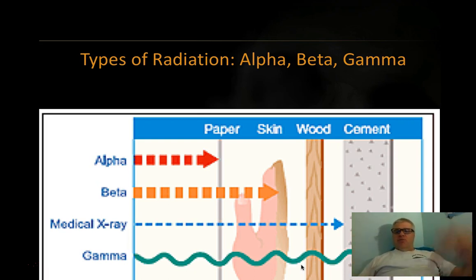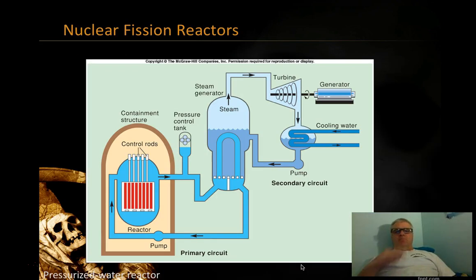And so it's important to recognize that there's different kinds of radiation when we talk about radiation in the environment. And we'll get back to this when I talk about Fukushima here a little bit.